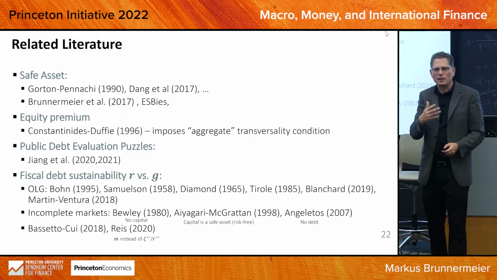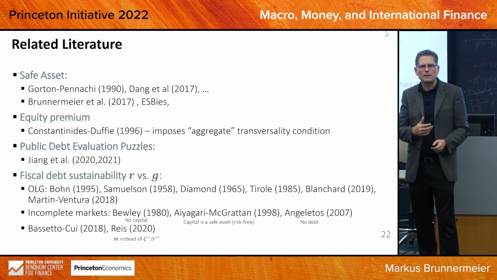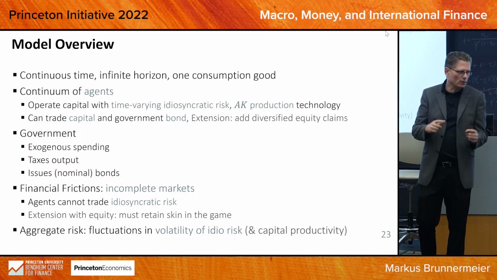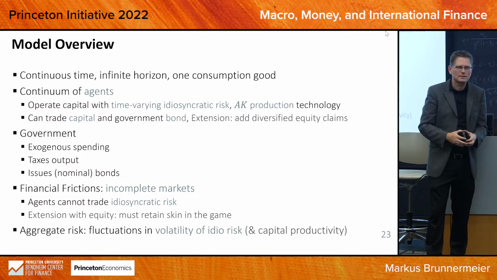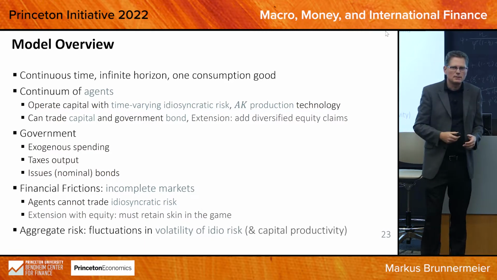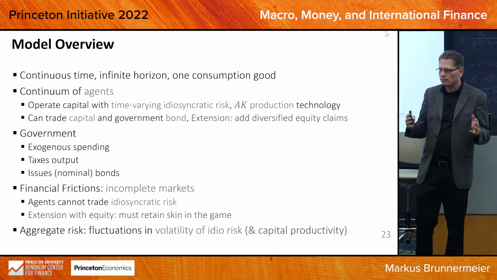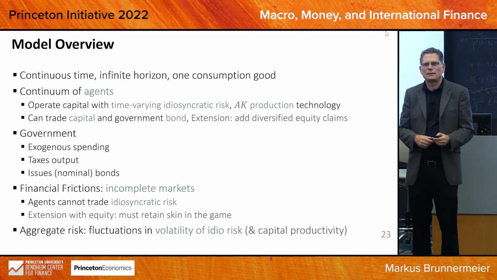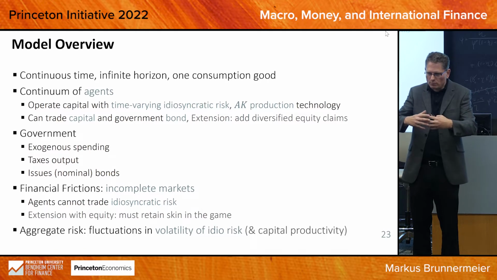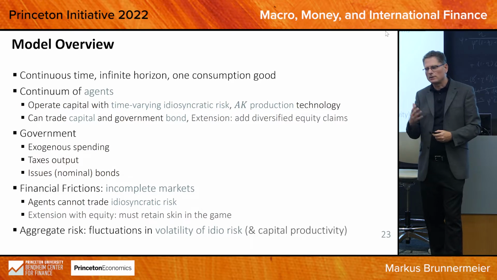So here's some literature, and I alluded already to this literature. We will come back to that. Continuous time is fancy here. Infinite horizon, one consumption good. Continuum of agents who operate capital, and there's this time varying idiosyncratic risk, and it's an AK production technology. It's like before. They trade capital and government bonds; you think about government bonds as a broad form of money. Later we can do an extension, but I won't have time for that.